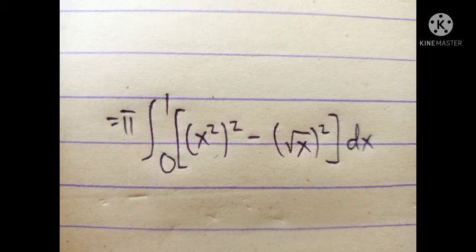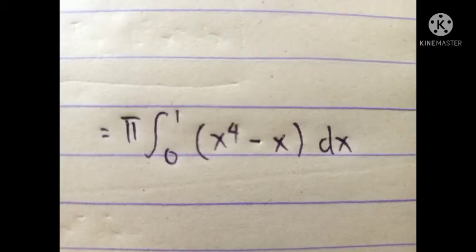So our f of x is our upper radius, so the upper radius is x squared, and then for our bottom radius, we have g of x, which is the square root of x. So now we have pi times the integration from 0 to 1 of x squared to the power of 2 minus square root of x to the power of 2 dx.